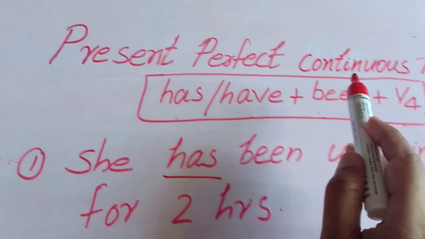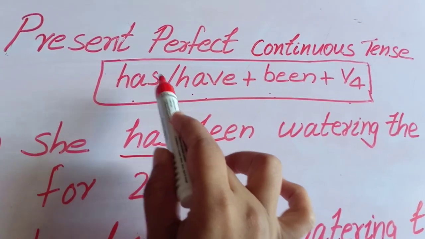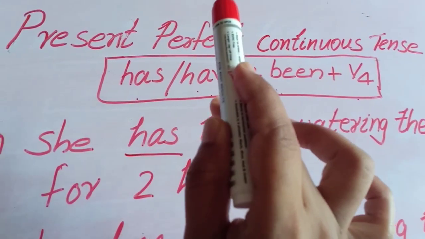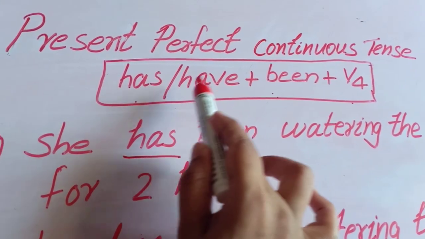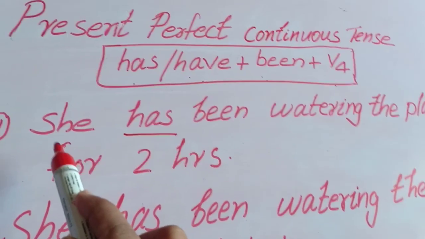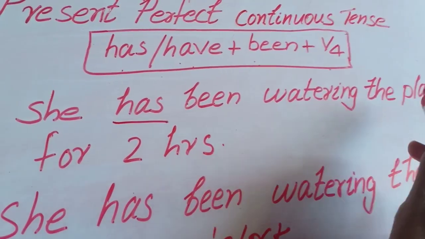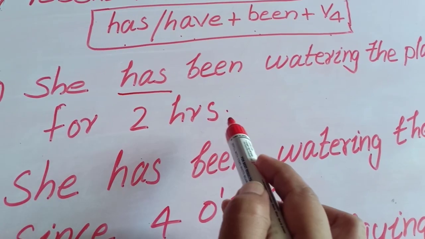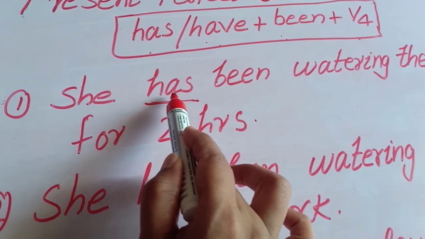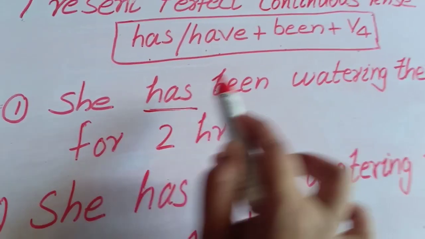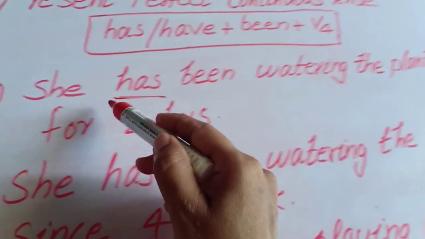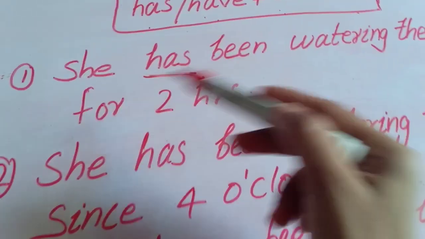Okay, now present perfect continuous tense. The format is has or have plus been plus V4. So the verb always should be has or have plus been plus V4. V4 means the ing form. See the example here. She has been watering the plants for 2 hours. She has been. She is singular, that's why we are using has. After that we used been plus the V4 form, watering. So, she has been watering the plants for 2 hours.